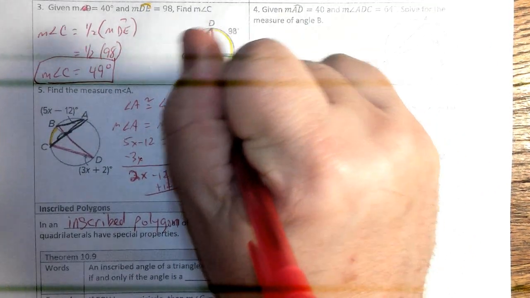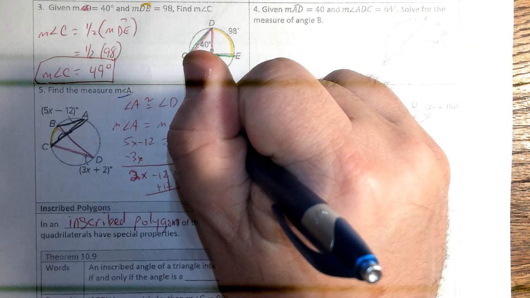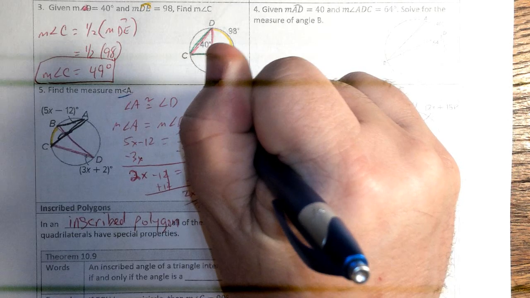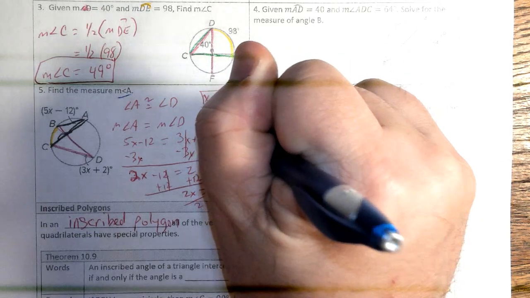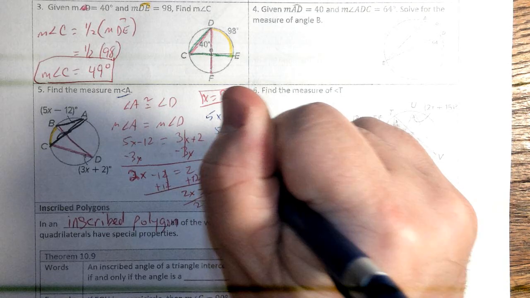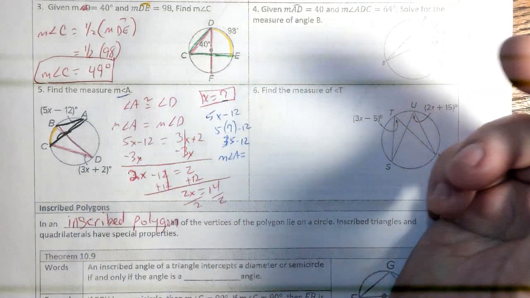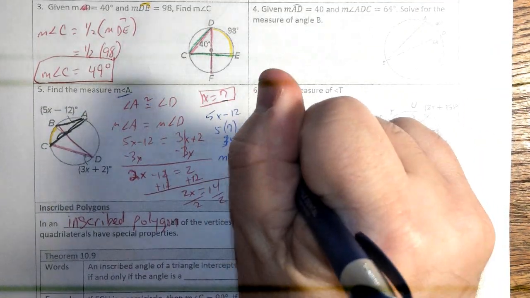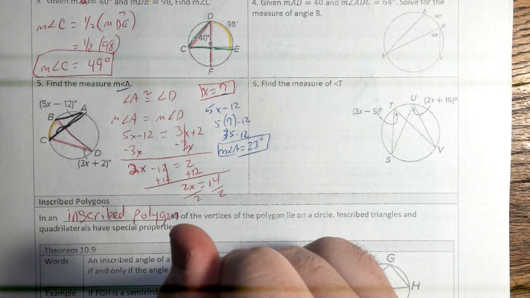X equals 7. Alright, well they wanted angle A. So angle A was 5x minus 12, which is 5 times 7, that was our x, minus 12. So 5 times 7 is 35, 35 minus 12, so the measure of angle A is 23 degrees. Okay? Alright, now I'll leave you with 2, 4, and 6.